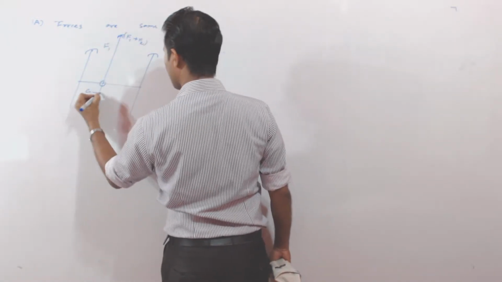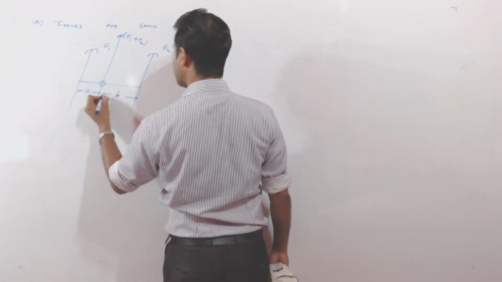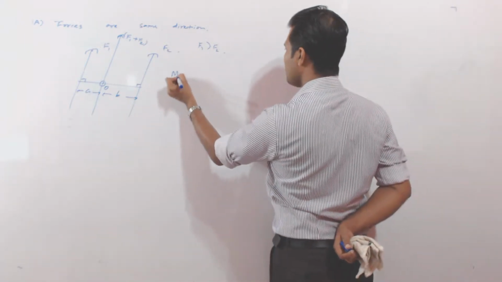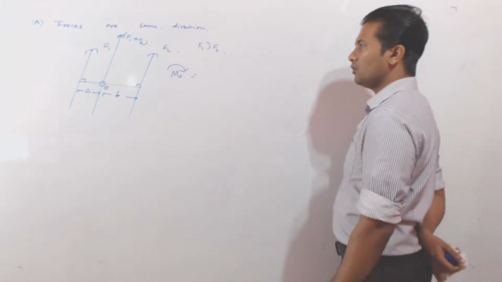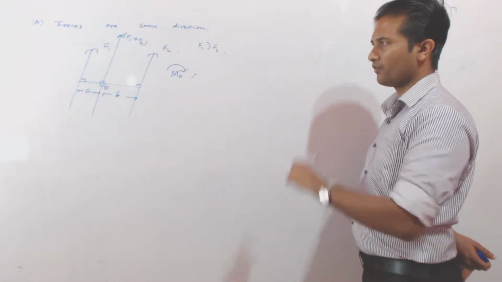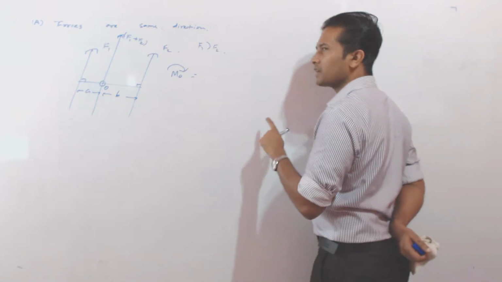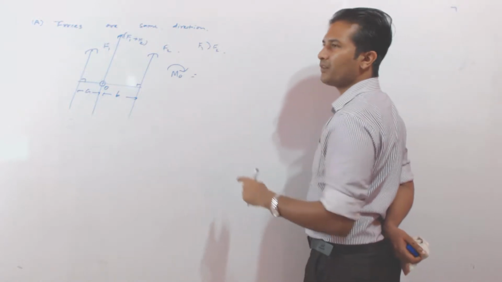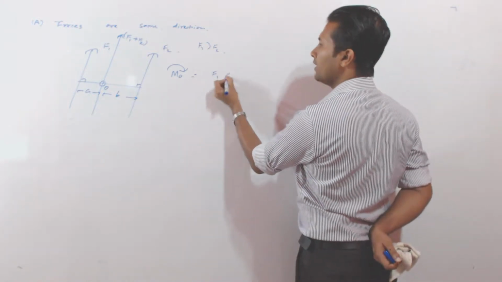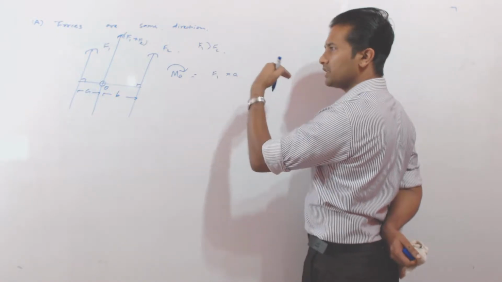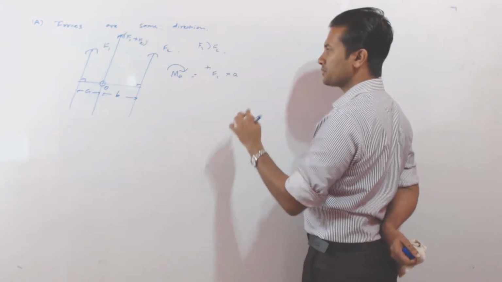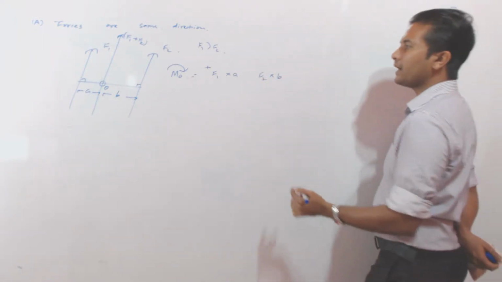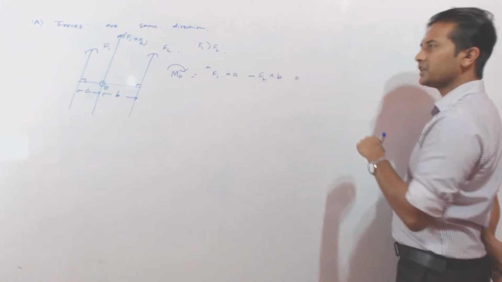If you take this as simple A and simple B, then what you have to do is take moment around point O. We can use that theorem. What's that theorem? The moment given by the other forces should be equal to the moment given by the resultant. So considering F1, the perpendicular distance is A, that is clockwise, which means it is positive. Considering F2, the perpendicular distance is B, that is anti-clockwise, which means negative.